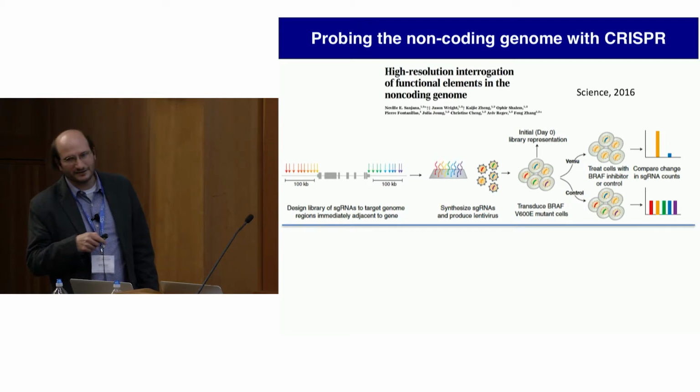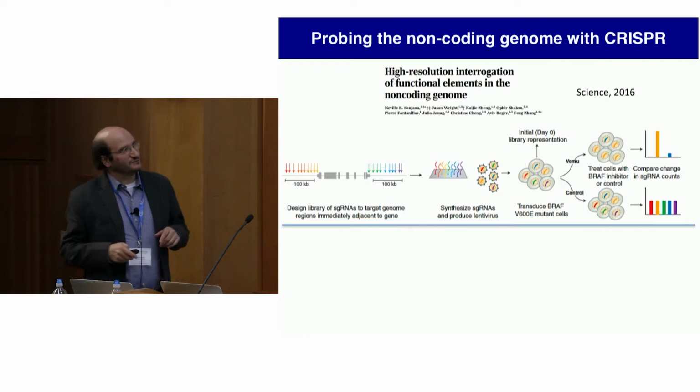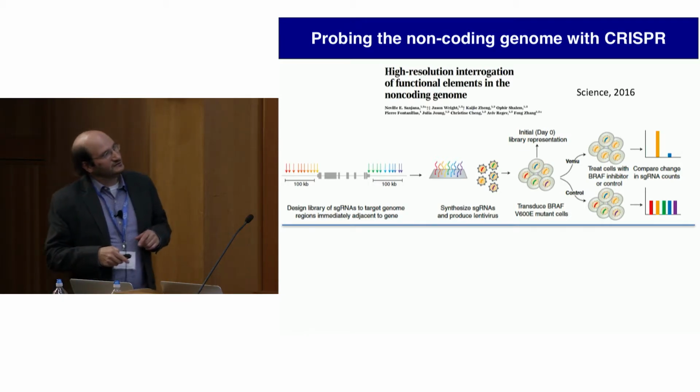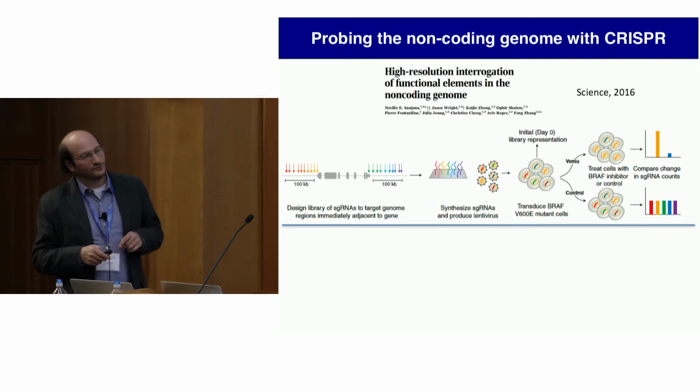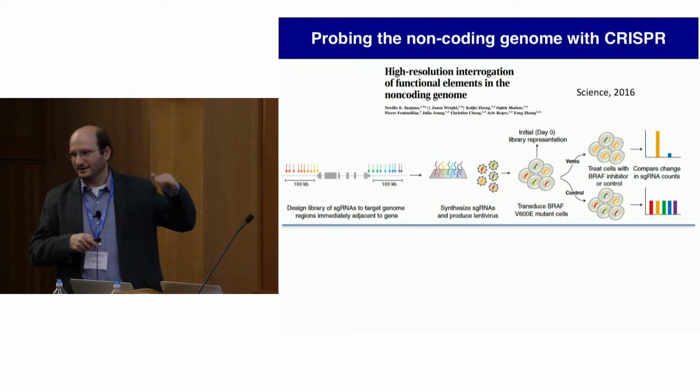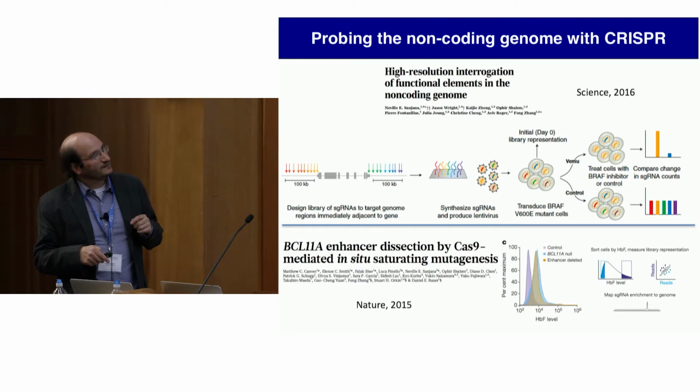You take this library of guide RNAs, now not targeting the protein coding region, but targeting a very large region of upstream and downstream regulatory elements that control the transcription of that gene, and ask which of those elements might actually affect the transcription of a gene.